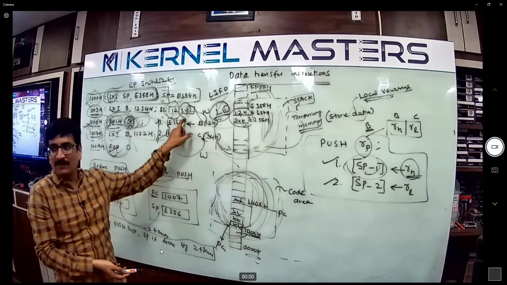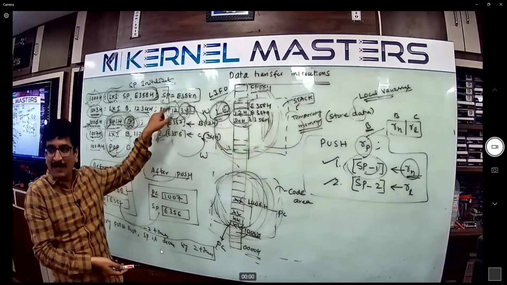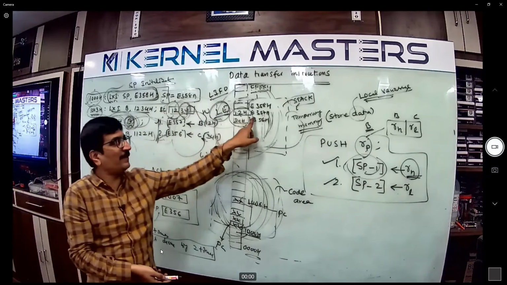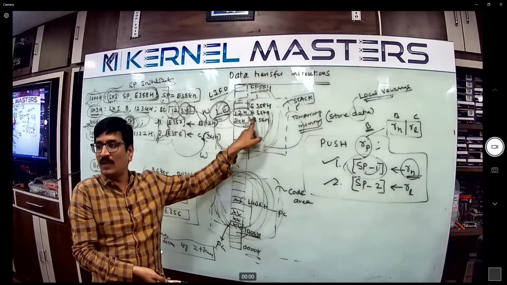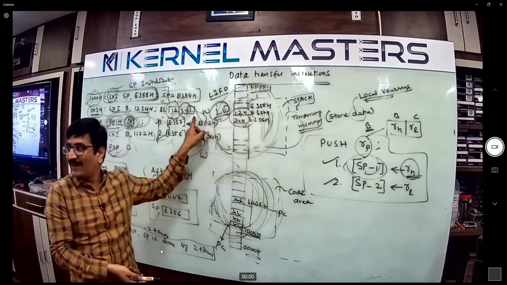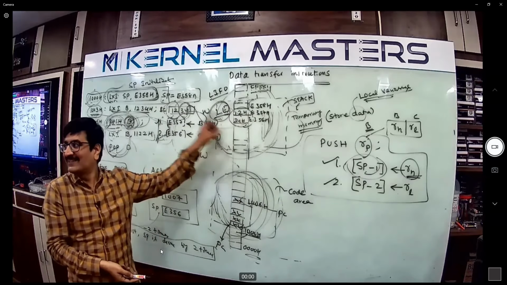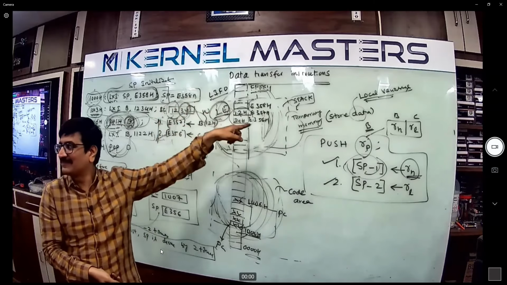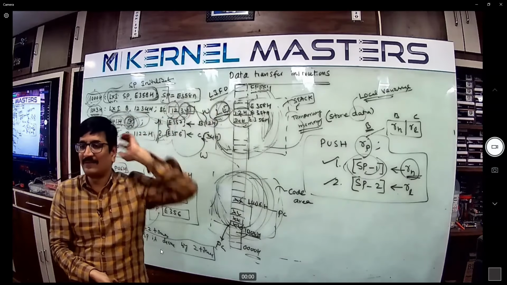C is the lower byte. B is what, tell me? Higher byte. Transfer to where, tell me? The lower byte is transferred to the lower address, and the higher byte is transferred to the higher address. Understood now? This is important. Any questions?